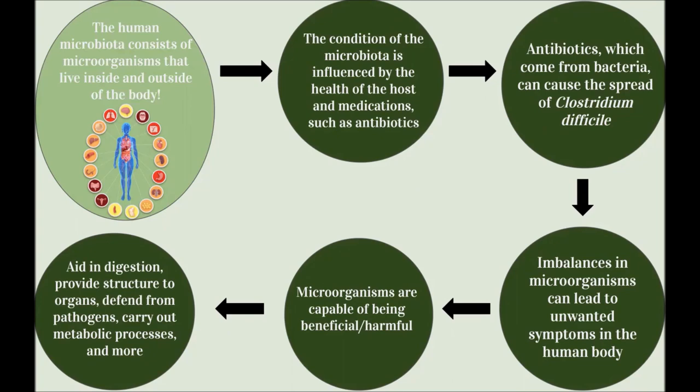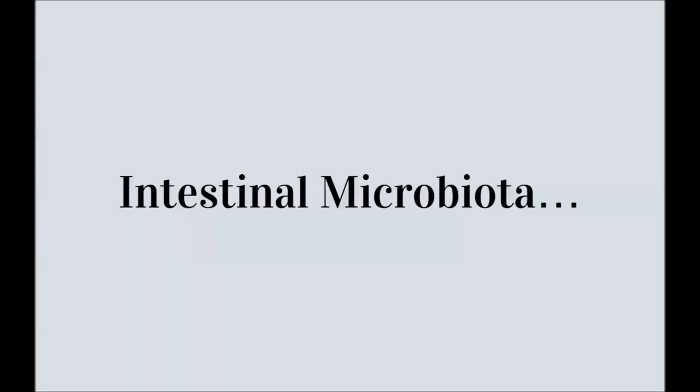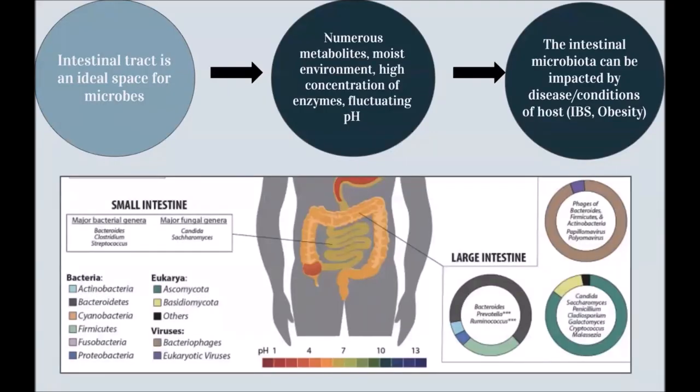Moving on to the intestinal microbiota. The intestinal tract is an ideal space for microbes. There are numerous metabolites, it's a moist environment, there's a high concentration of enzymes, and it has a fluctuating pH depending on the location. As you can see here, there are tons and tons of different microbes present within this tract. Just to name a few, there's Actinobacteria, Bacteroidetes, Cyanobacteria, Firmicutes, Fusobacteria, and so on. You can see even more that fall underneath these classes themselves. The list just goes on and on.